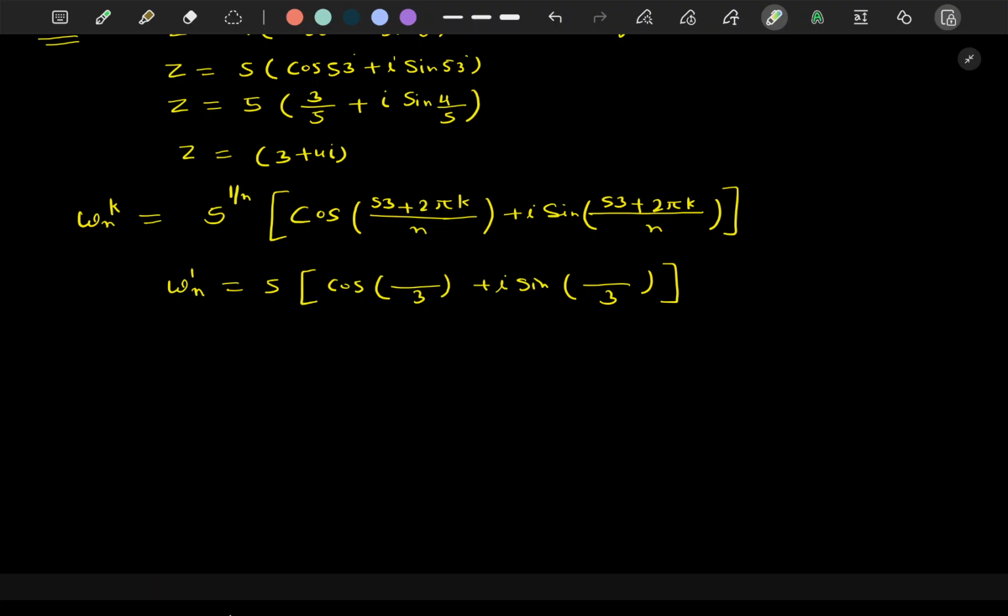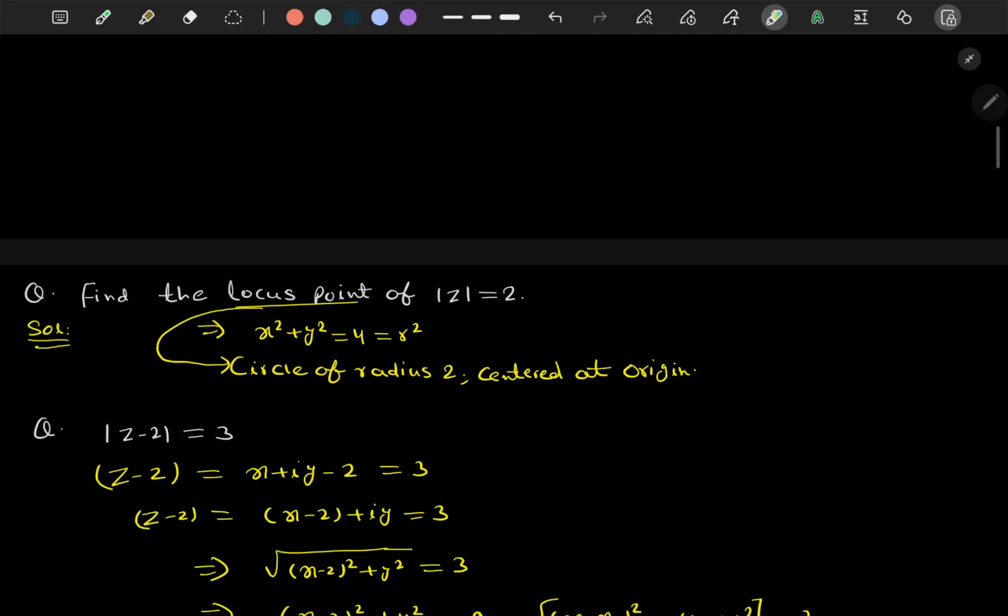But for solving this, you have to know the values of 53 plus 2 pi k, for k equal to 1. So 53 plus 2 pi, that is 360 plus 53, which is 413 degrees, right? So this value you must know. It is a hypothetical question, or maybe it has been asked in some other competitive examination. I don't have the values of those degrees, that's why I have not solved this question yet.